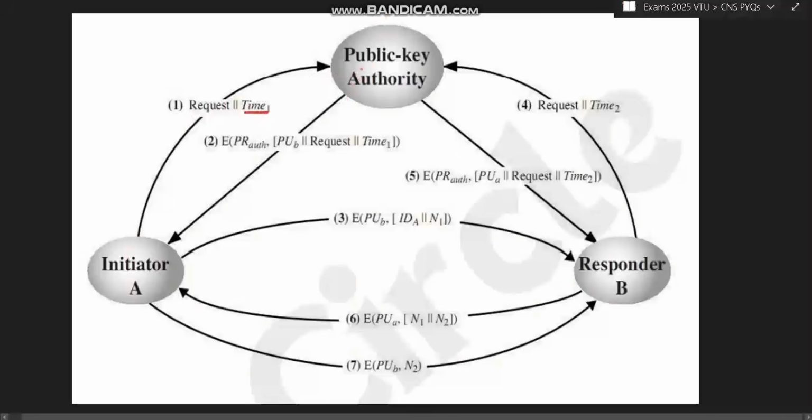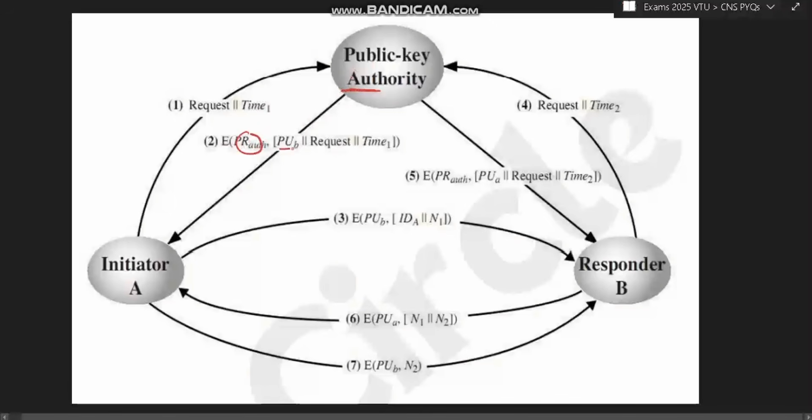The second step is, the public key authority will reply with an encrypted message, encrypted with the private key of the authority, and it will have the information which is the public key of B, the request which was sent, and the time t1. Why are all these things there? Firstly, why is encryption there? Because someone in the middle can take the public key of B, so it has to be secure. Second, why is the private key of authority included here? It is included to lock it, to encrypt it. To encrypt we need a private key, so the private key of the authority is used here.